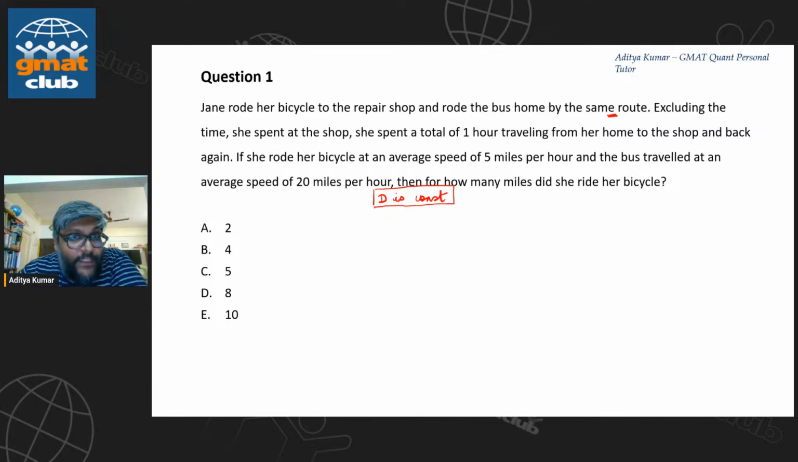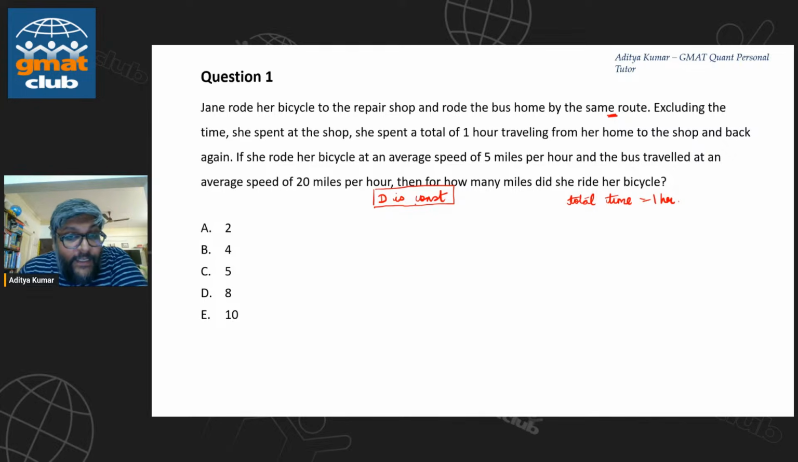Excluding the time she spent at the shop, she spent a total of 1 hour traveling from her home to the shop and back again. So I'll write that down. That's additional information that is given to me. Total time is 1 hour. You see, I'm not worrying about putting equations at this phase. I'm worried about reading, processing, and organizing what I have. Figure out the pieces of your puzzle.